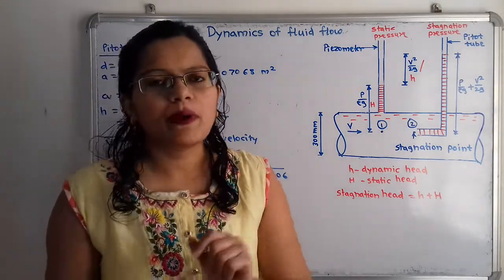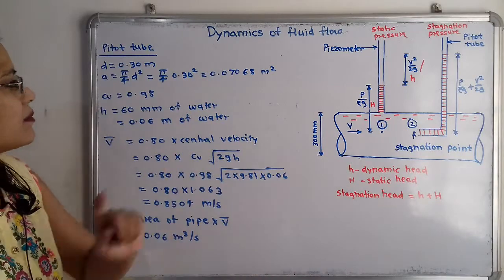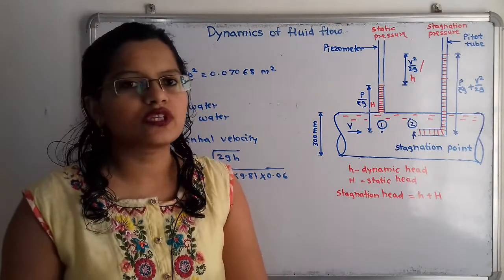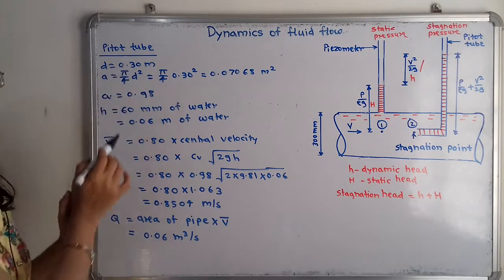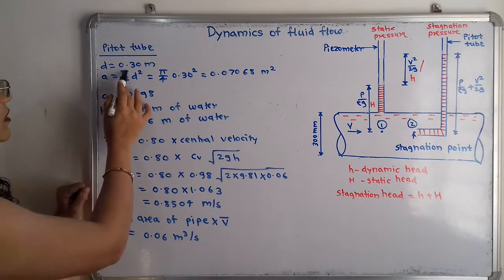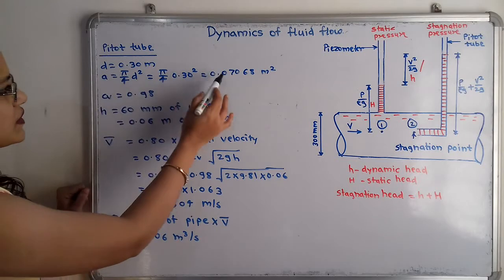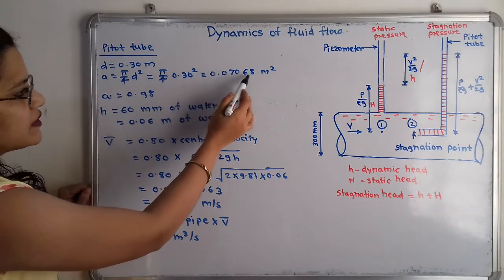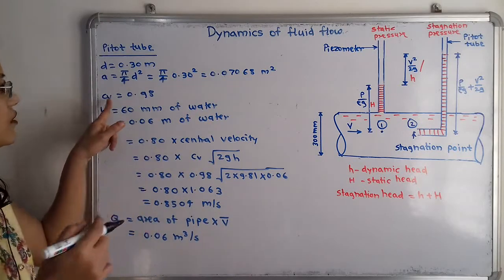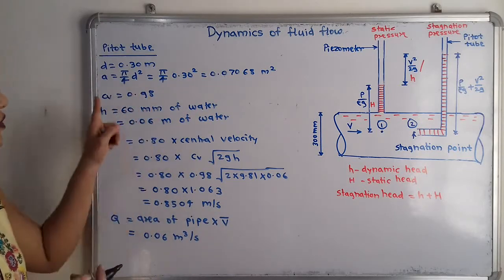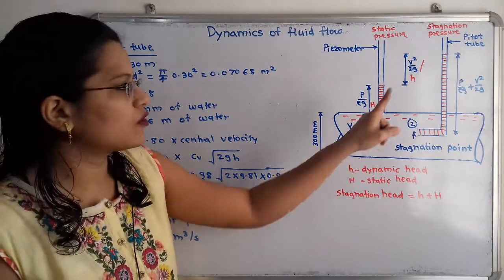Now here the pipe of 300 mm diameter is given. So what is the standard unit? That is meter. So diameter D is equal to 0.30 meter. So what is the area? That is pi by 4 D square, which is equal to 0.07068 meter square.